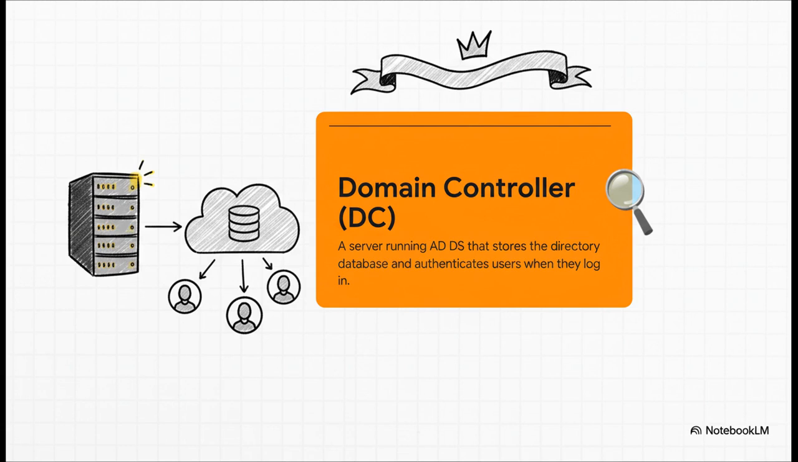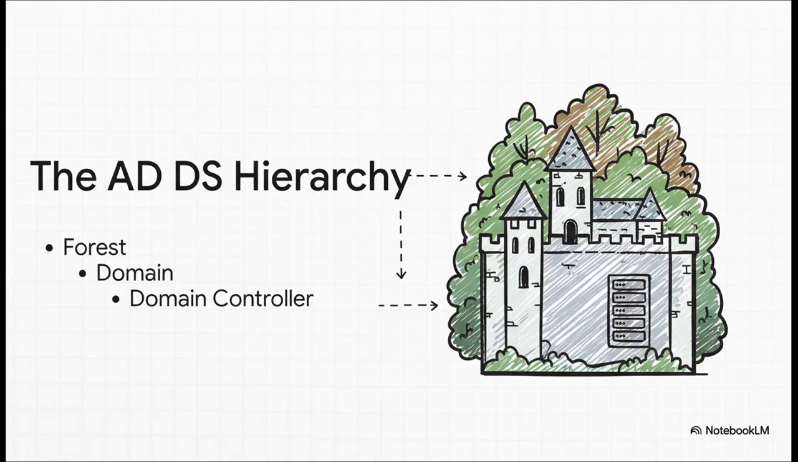So what does all the actual work? Well, that's the domain controller, or DC for short. This is the server, could be physical, could be virtual, that's running the Active Directory role. It holds that directory database. It's like the master phone book for the entire network, and its main job is to authenticate every single user trying to log in. So, just to put it all together real quick, a forest contains domains, and each domain is run by one or more domain controllers. If you get this hierarchy, the rest of the process is going to make a whole lot more sense.